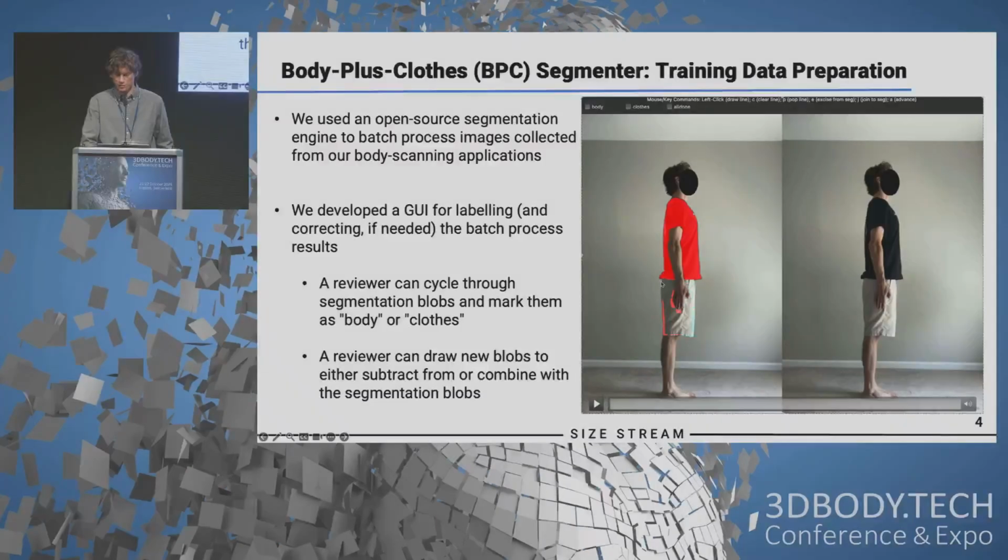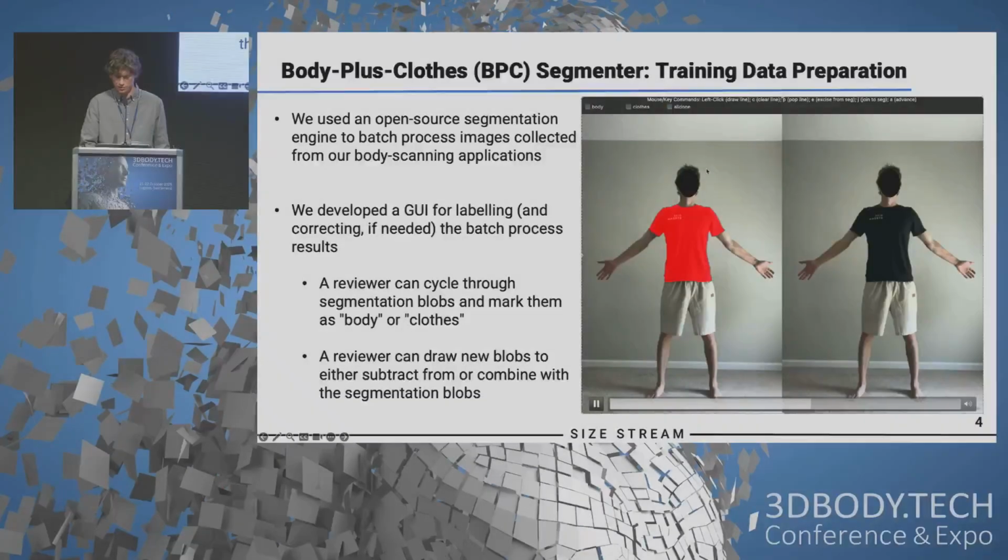We developed a GUI for labeling and correcting, if needed, the batch process results. So here we have a well-segmented shirt with some noise in the shorts region. We can use the mouse to draw a blob containing the noise and the keyboard to remove it. We can mark it as closed and advance. The next blob shows well-segmented shorts, which we mark as closed and advance, and then we see a noisy attempt at segmenting the whole body. We see a good shirt segmentation, which we mark as closed and then advance. So we can actually guide the engine by drawing a bounding box in the preferred region and run the segmentation.